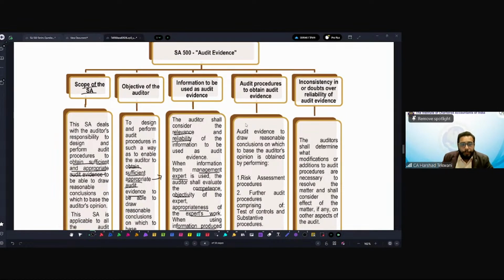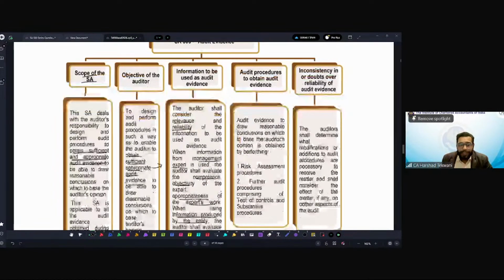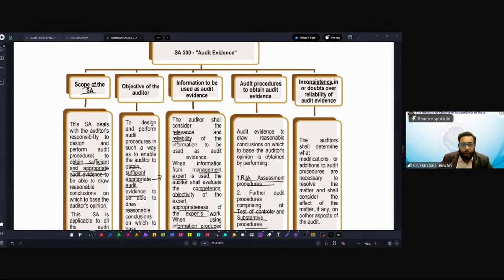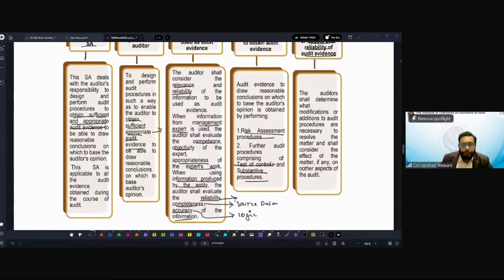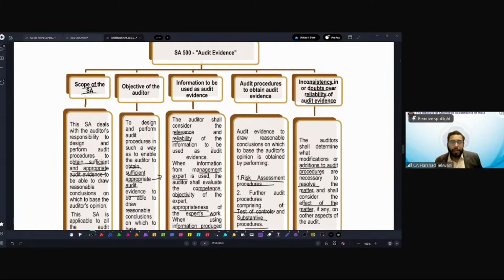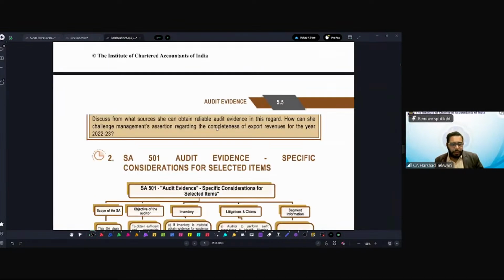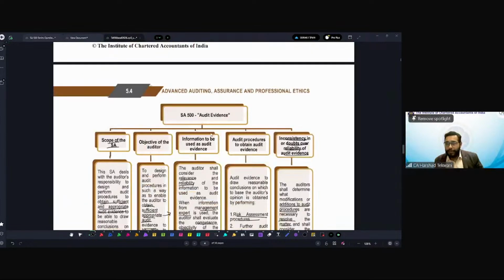Audit procedures that you need to perform to obtain audit evidence may be risk assessment procedures, tests of controls, and substantive procedures, that we have seen till now. And then the inconsistency part. When you have an inconsistency or doubt on the reliability of the audit evidence, you need to perform additional audit procedures to resolve the matter and consider the effect of the matter on your audit opinion, if there is any. So this is, in a summarized way, the SA 500 chart given in your study material, and you have a good question below that. So that is SA 500 from your study material.